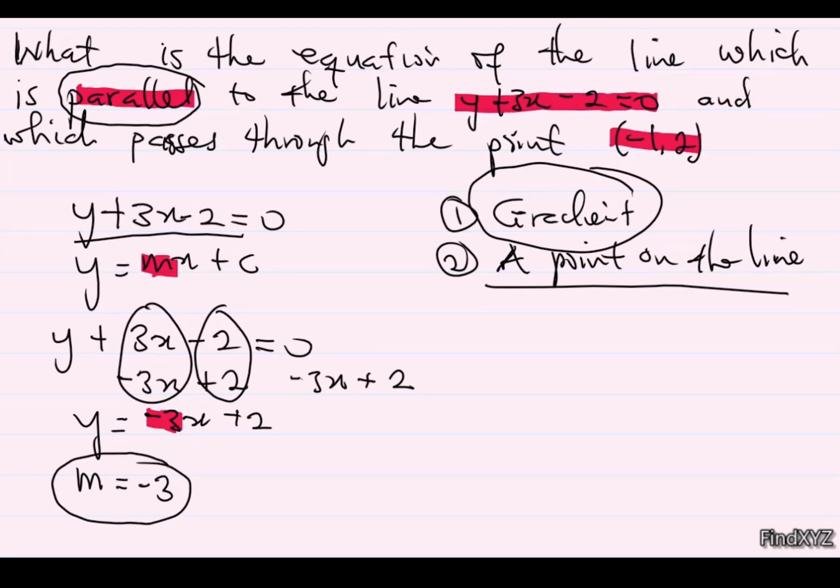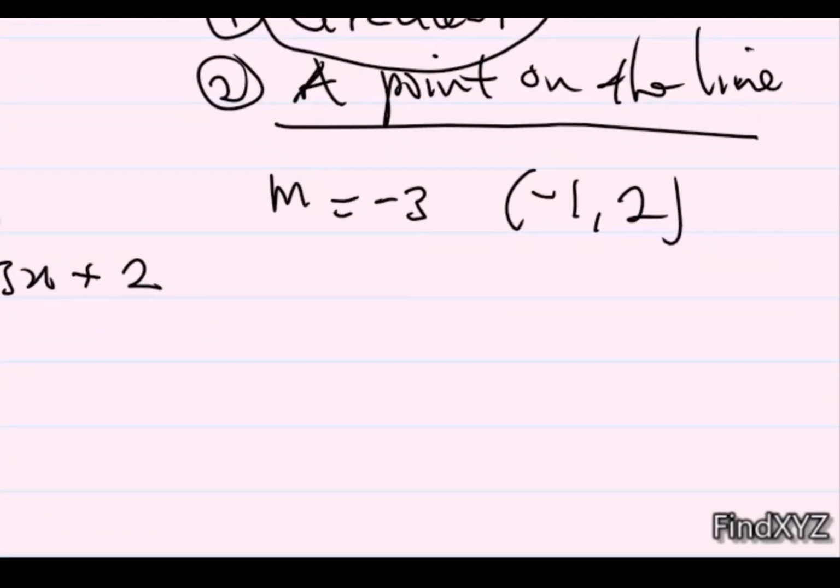So it means that we can use the same gradient for the equation that we are going to find. So the gradient is negative 3. They have the same gradient because they are parallel. And then the point is negative 1, 2. We can either use the point slope form or the slope intercept form to find the equation of the line. In this example, I'm going to use the point slope form.